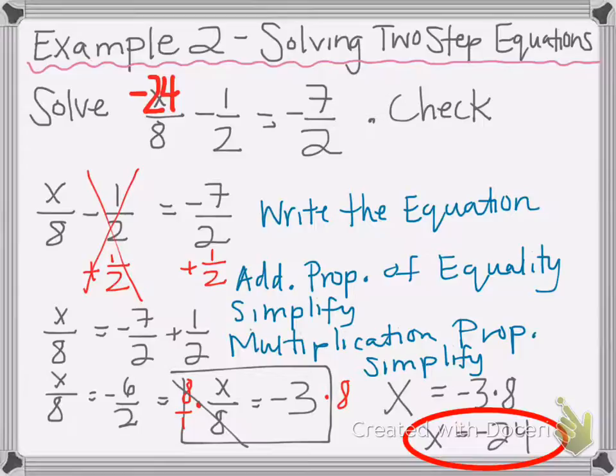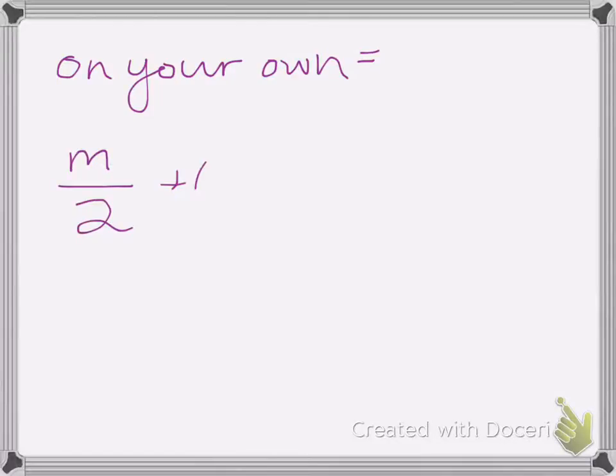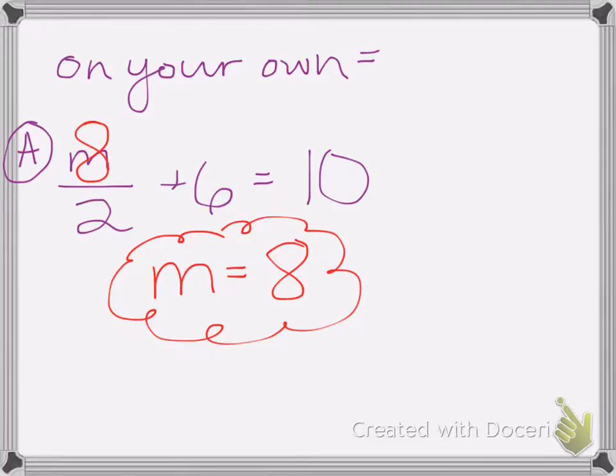Okay, so let's go ahead and do some on your owns. On your own. Take out your whiteboard, please. I would like you to do m over 2 plus 6 equals 10. And this is A. Do on your own. Please pause it and get to work. Okay, your answer should have been m equals 8. And if you go back and stick in 8 over here, 8 divided by 2 is 4 plus 6 is 10. 10 equals 10. Very good. And if you didn't get that, try again and don't be afraid to ask me.